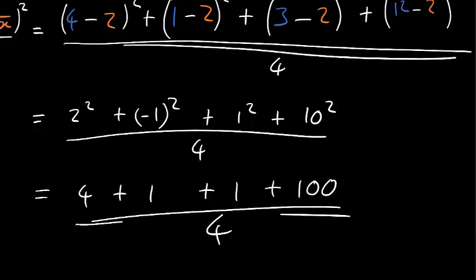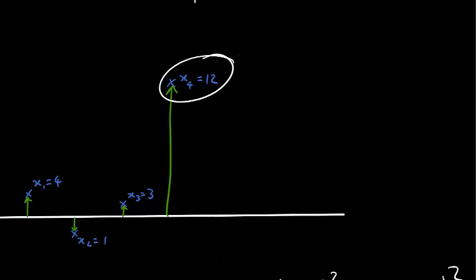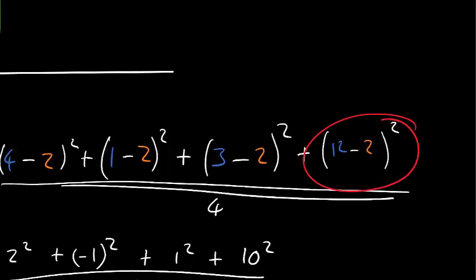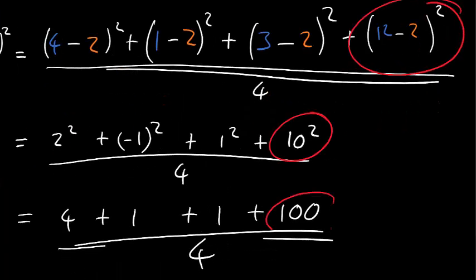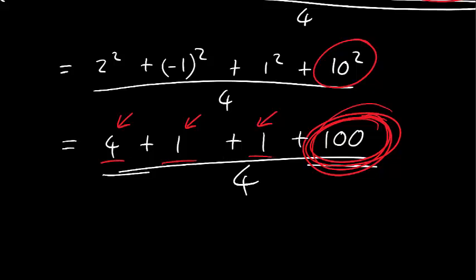Over 4. Now, which one did I say my outlier was? I said this one was my outlier. So my x4, which corresponded to this last term here. Now, what do you notice? I've got 4 plus 1 plus 1, but then I'm adding 100. So 4, 1, 1, and then 100. 100, compared to all my other numbers, is way out there. Absolutely massive compared to 4, 1, and 1.